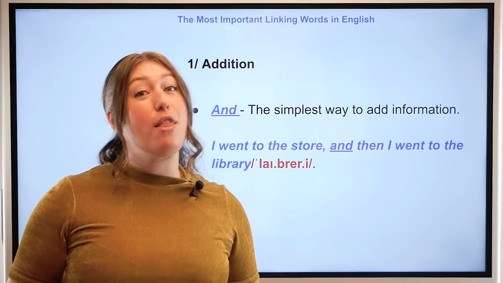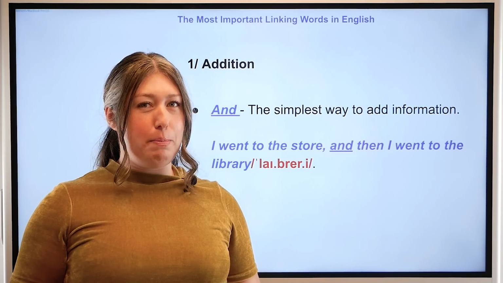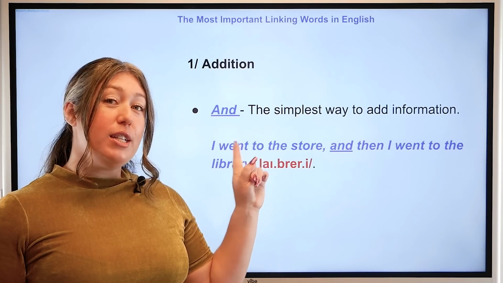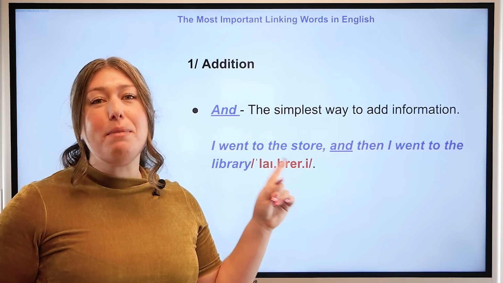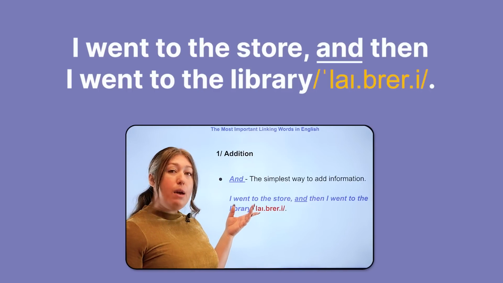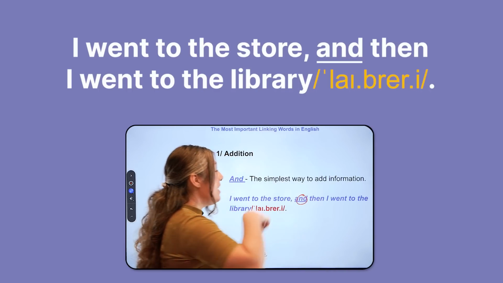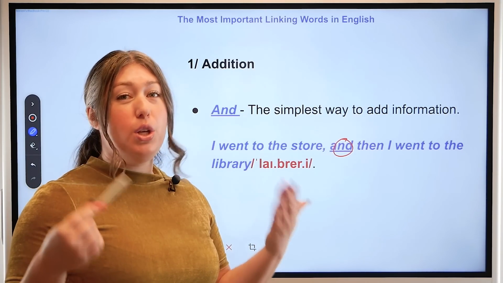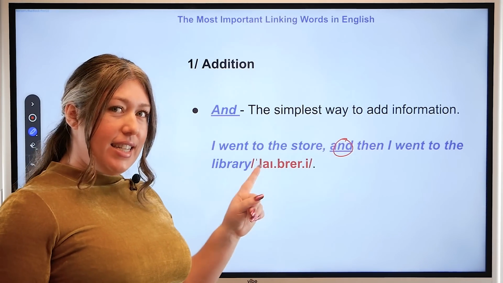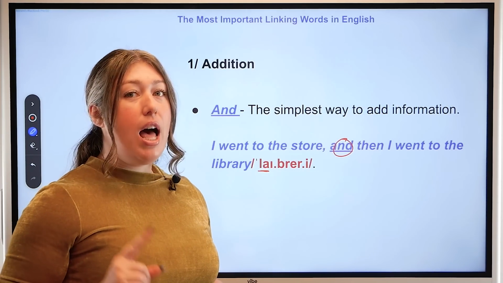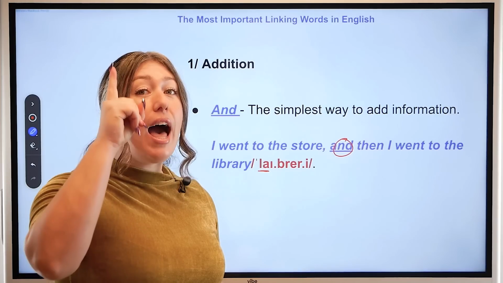Now let's get started with the first linking word. I'm sure you've heard this before and have probably said it as well, but it never hurts to review. First up is and. This is the simplest way to add on additional information. For example, I went to the store and then I went to the library. It's an easy linking word that you'll hear and use over and over again. And let's take a look at pronunciation. We have a stress on the first syllable, library, library.